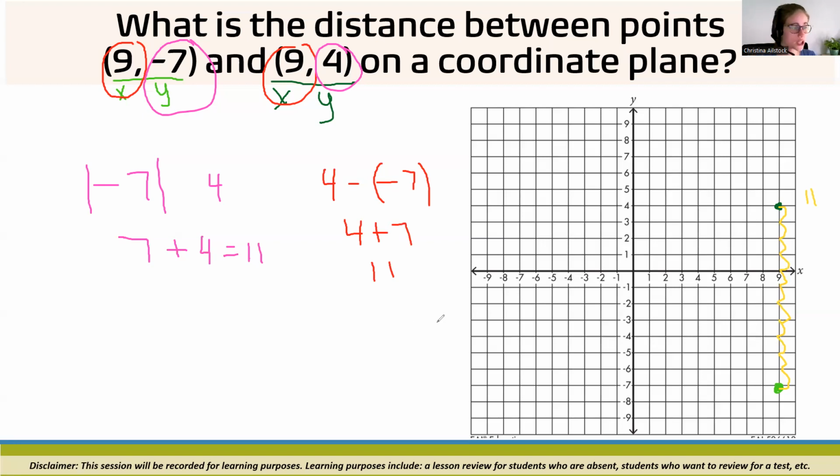Or a third way you could choose to do your work, running out of colors here, is you could say, well, I'm going to take -7 and subtract the 4. I want to find the distance. That makes me think of subtraction. You can do so.